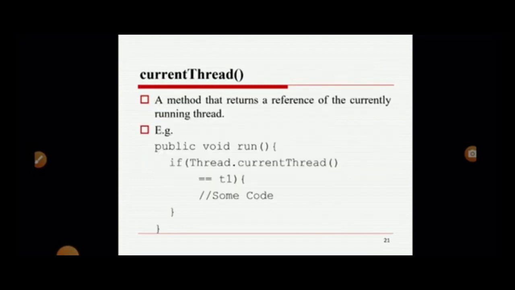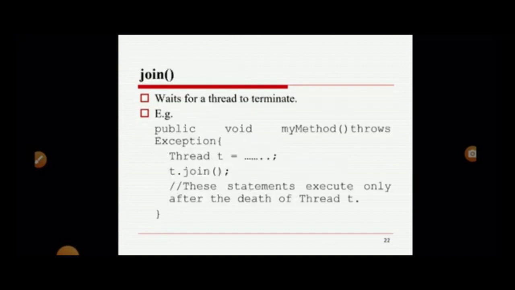Next, what is the use of the currentThread function? This method returns the reference of the currently running thread. So it gives you the details about the currently running thread. How we can use it: Thread.currentThread() equal to T1, that is, we are checking whether it is thread 1, and then we do some process. And the join function waits for the thread to terminate.